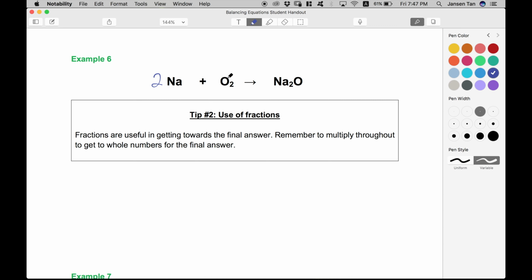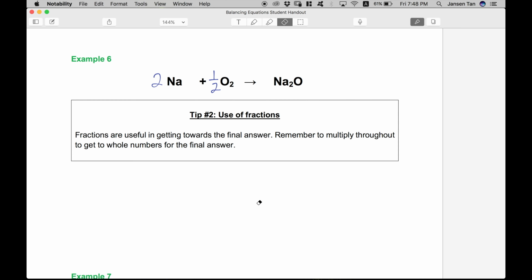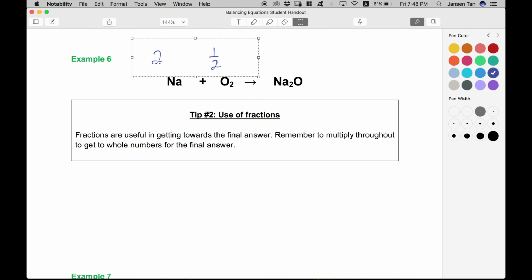On to oxygen. Okay, here I have 2, here I have 1. How do I make them the same? If I times 2 here, sodium will be affected. So another thing I can do to make this 1 is to put a half in front. This way is balanced. But remember, we cannot have fractions in our final answer. So we will have to multiply by 2 throughout.